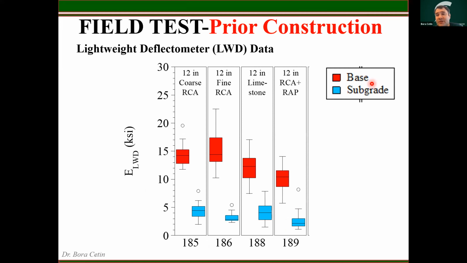Again, I will focus on the base data between these four test sections. And based on the LWD data after compaction, the elastic modulus of coarse RCA and fine RCA is higher than the elastic modulus of limestone. And the RCA rep mixture tends to give the lowest elastic modulus value.